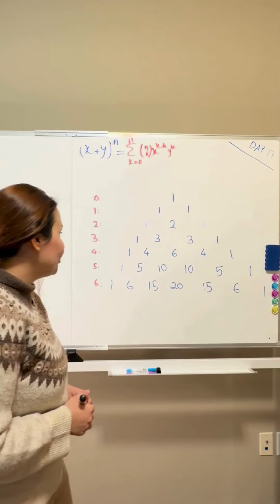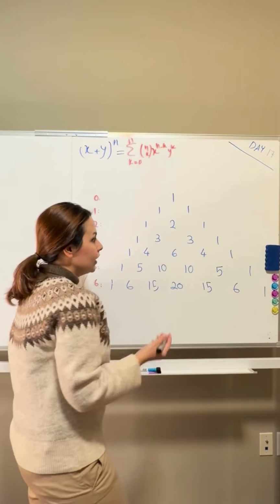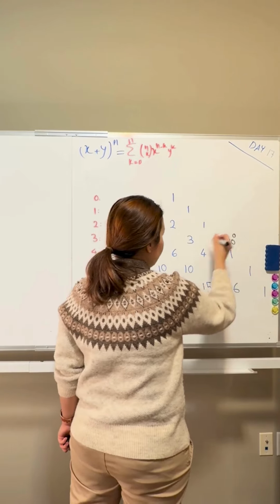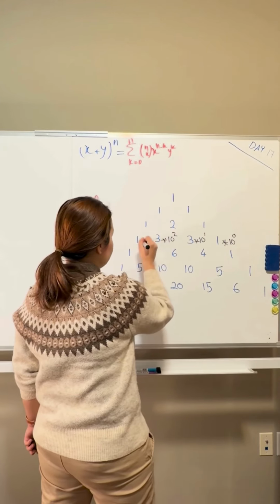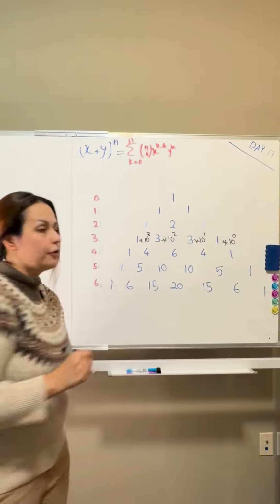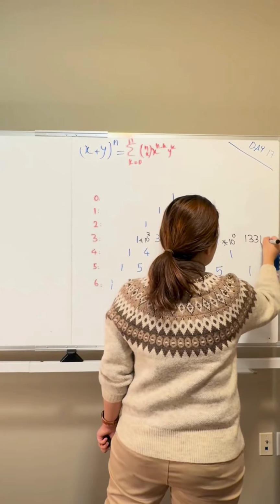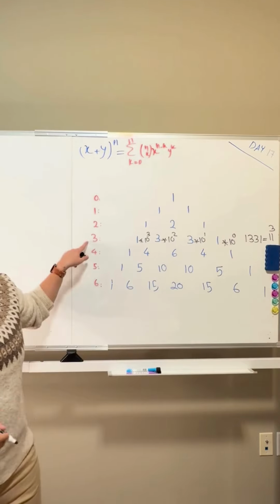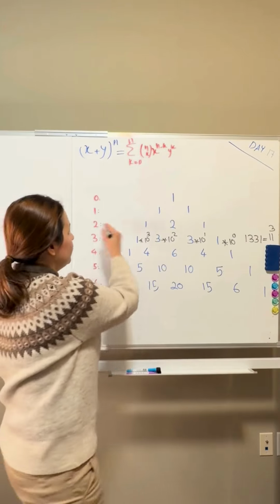So what I want to share is that if I pick any of these rows, let's say this one, and I start from the rightmost number and multiply it by 10 to the power of 0, the next one by 10 to the power of 1, the next one by 10 to the power of 2, and this one by 10 to the power of 3, then the result for this one is 1331. And if you check, it is actually 11 to the power of 3, which is 11 to the power of the number of the row.